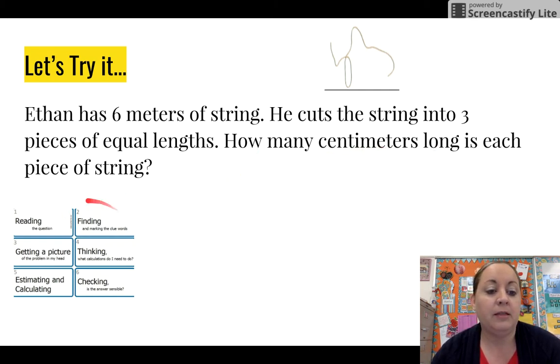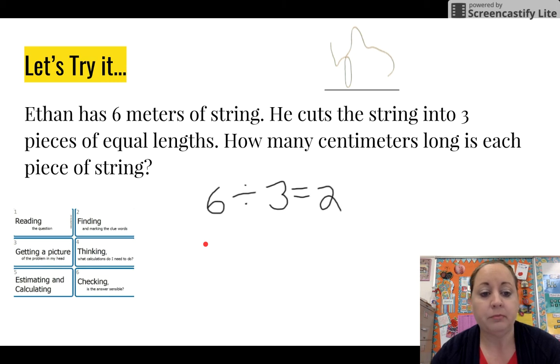So my second step is, what am I finding? I'm trying to find out how many centimeters long is each piece of string after he cuts it. So I'm getting a picture of the string being cut into 3 equal parts in my head, and I'm thinking about, since it's being cut, I need to divide it into 3. So I need to divide 6 by 3, which gives me 2.